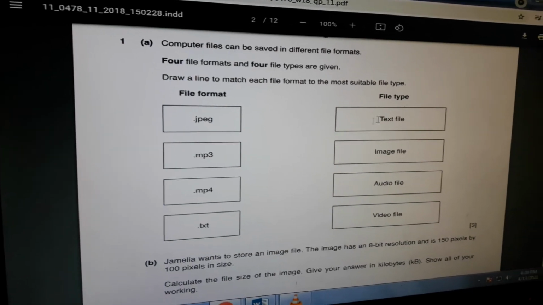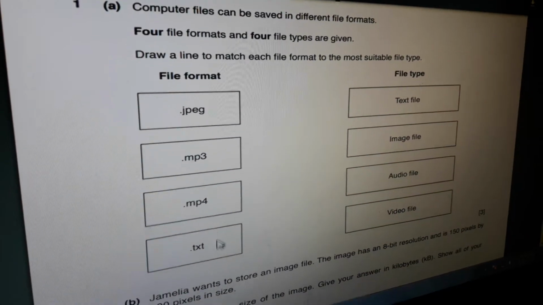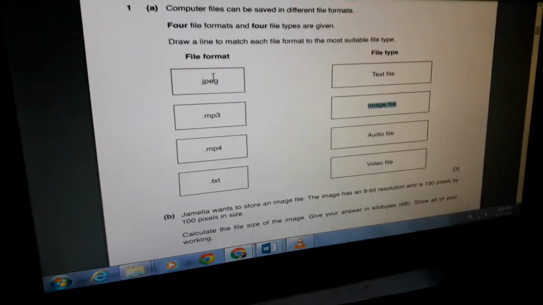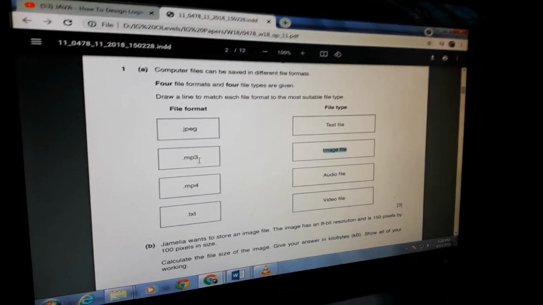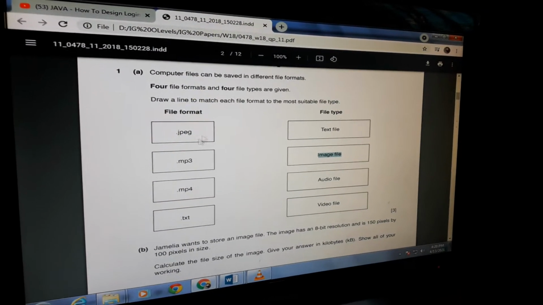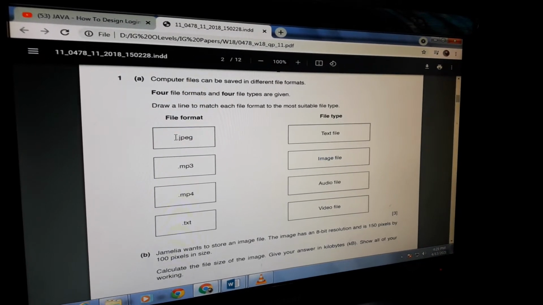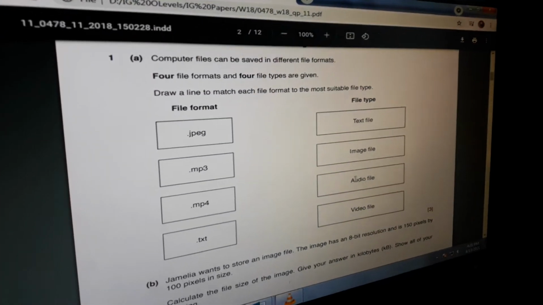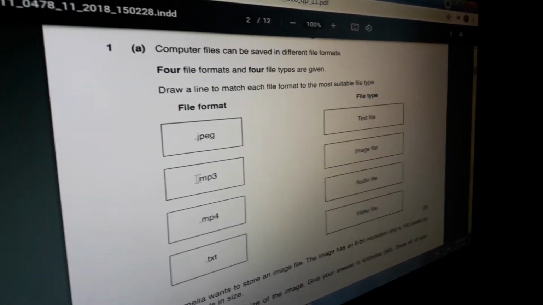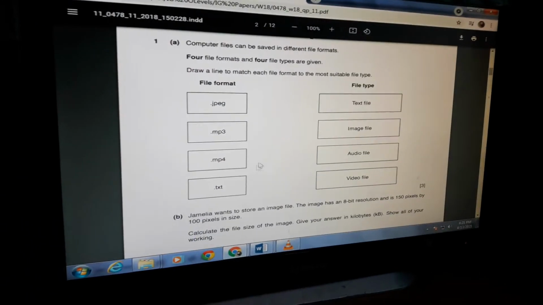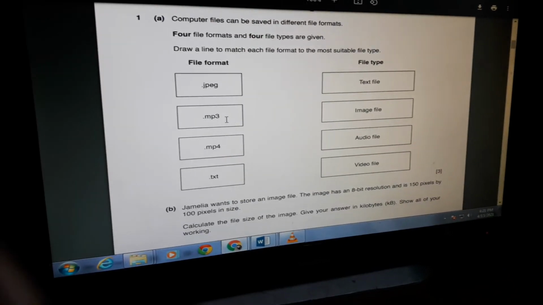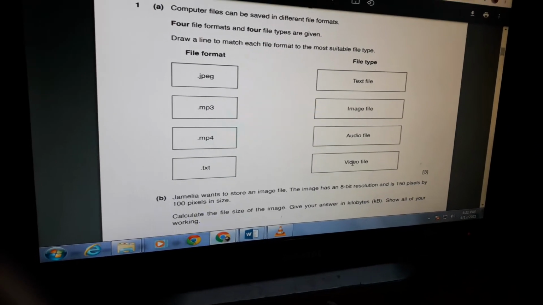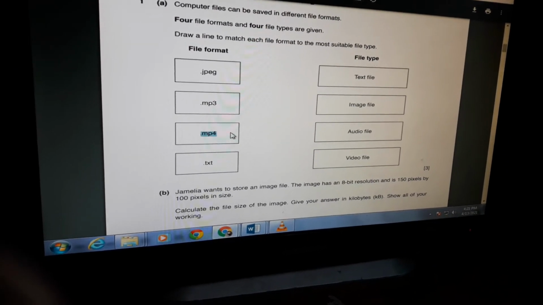So the extension of the text file should be .txt. Next is image file. Let's look again at the list: .jpeg, .mp3, .mp4. So the right one should be, yes, .jpeg. This is the extension of the image file. Next is audio file. So we can have .jpeg, .mp3, .mp4, .txt and the right one is, of course, .mp3. Very good. And the last one is video file, which is .mp4.